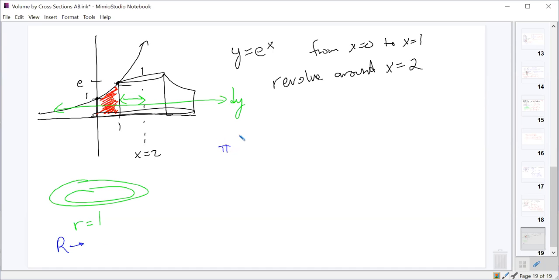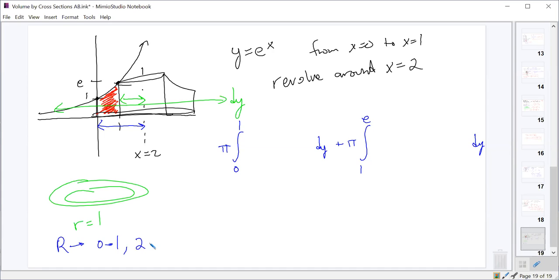So we're going to do pi times an integral from 0 to 1 dy plus pi times the integral from 1 to e of something dy. Everybody conceptually understand why we've got to split this one up? Yes. Okay, so from 0 to 1, what's our outer radius? From y equals 0 to y equals 1.